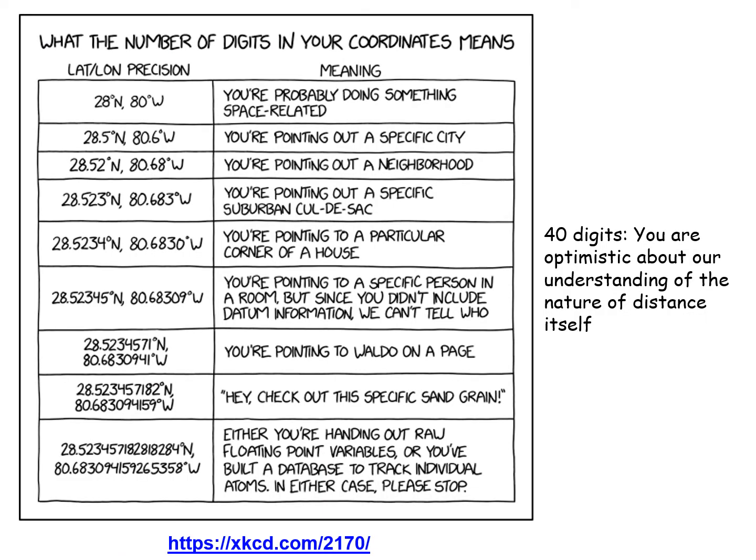XKCD, a gloriously nerdy webcomic, gives another way to understand the meaning of recording different numbers of significant figures using degrees, latitude, and longitude. Depending on the number of decimals included in the measurement, they mean very, very different things, and sometimes implausible things.